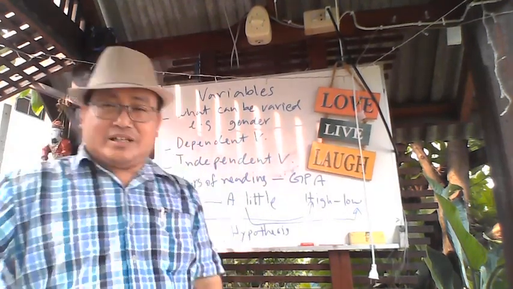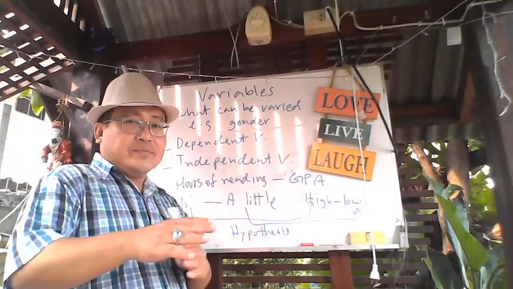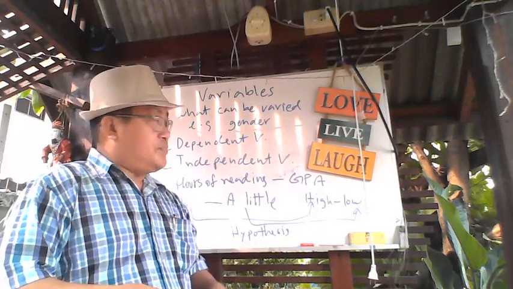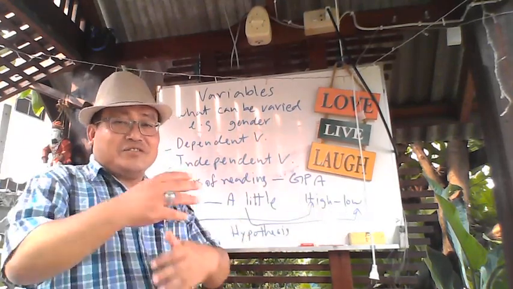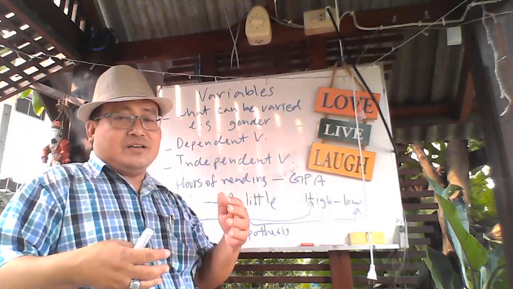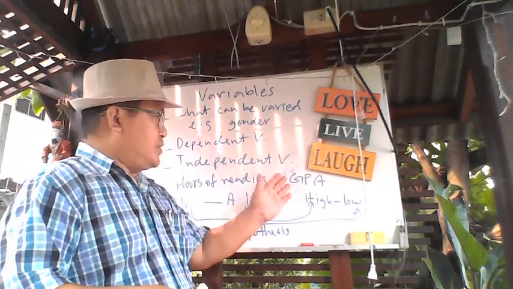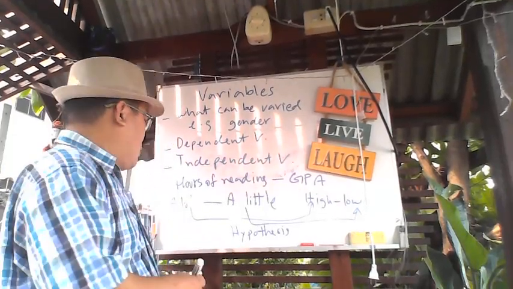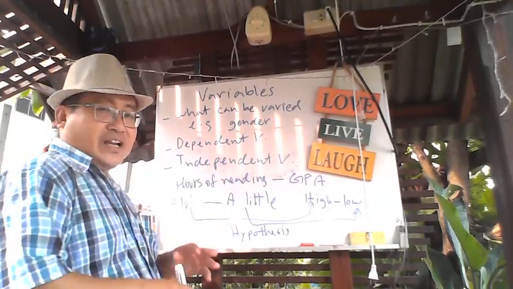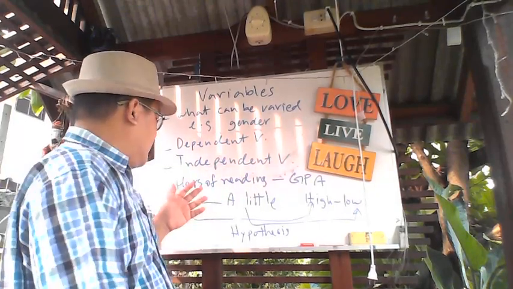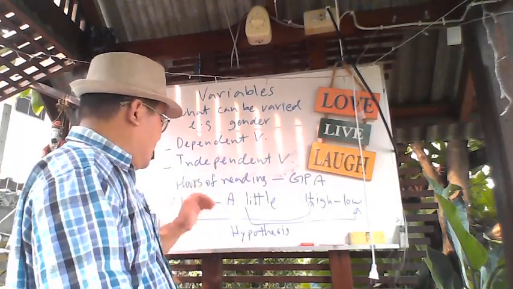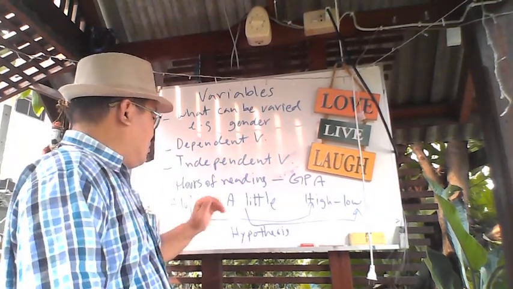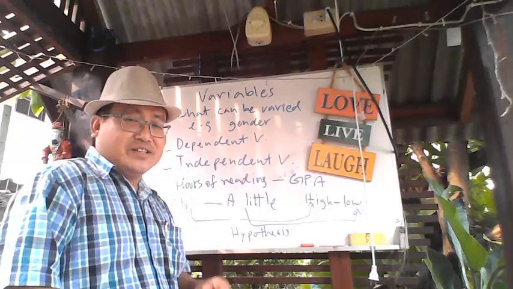Because GPA can be varied, like the high GPA, the average GPA, or the low GPA, we can actually classify or categorize your GPA into three or four groups. Also, the same is true for the hours of reading, which we can categorize into different groups, like a lot of reading, moderate level of reading, little reading, and very little reading.